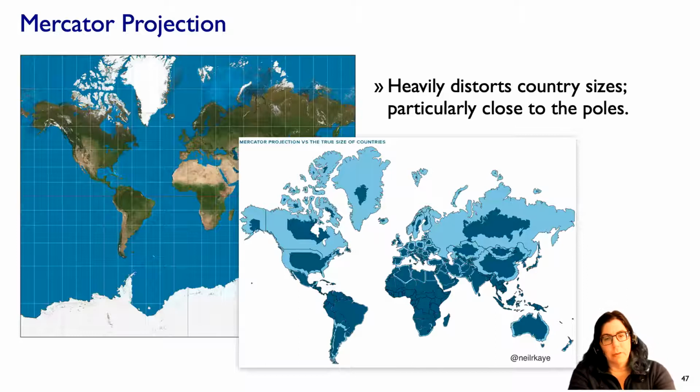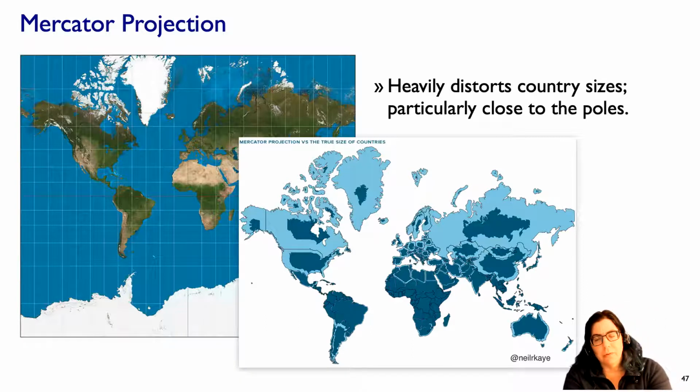One thing to note is the Mercator projection, which is probably the most familiar, is one of those that really heavily distorts areas. The closer you get to the North or South Pole, the more the sizes of countries are distorted. Here we see on the right an example of what the true undistorted size would be. Canada, although it is big, is not quite as big as it looks on these maps.